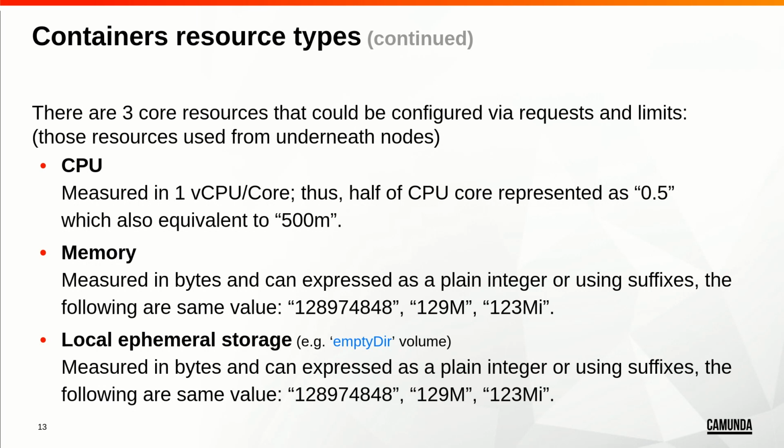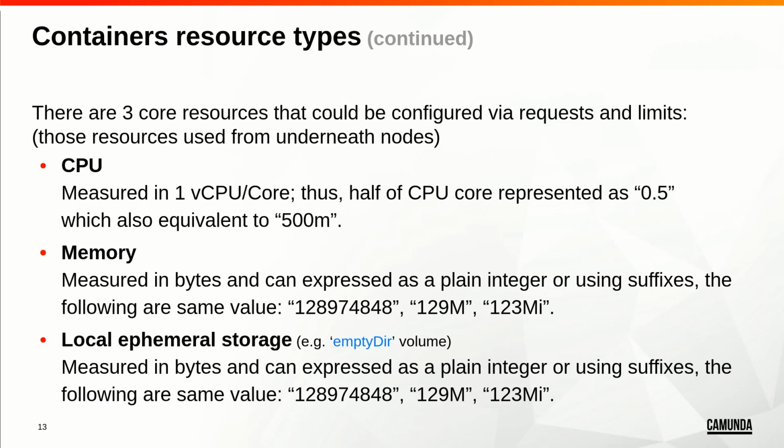Back to the core resources and starting with the CPU. CPU here is referring to one virtual CPU or one CPU core, and it could be represented in different styles. So half of a CPU core could be written as 0.5, which is also equivalent to 500 millicore. The second type is memory, which is measured in bytes and could be written as a plain integer or using a decimal or a binary suffix.